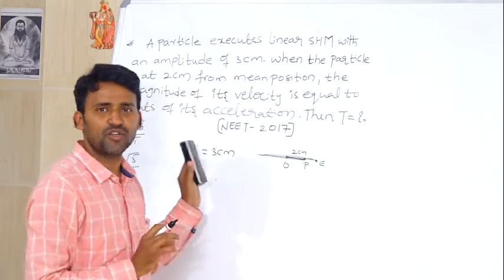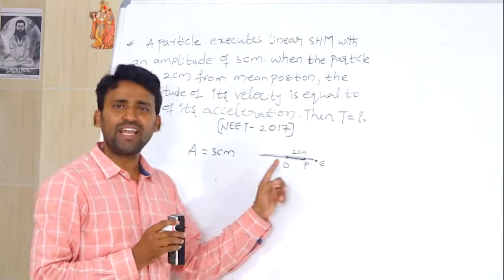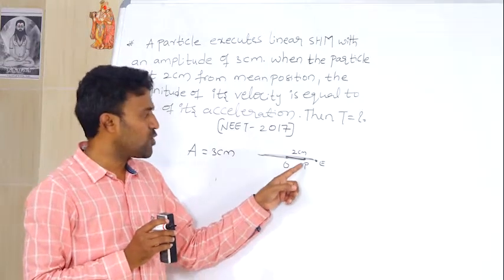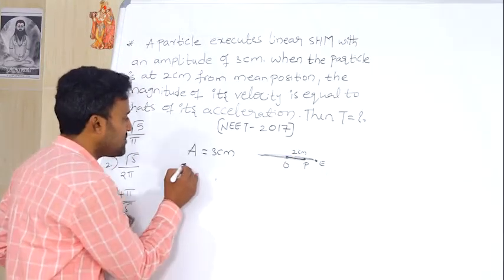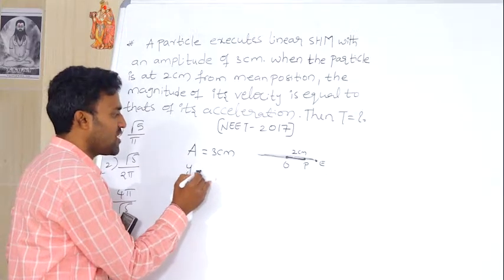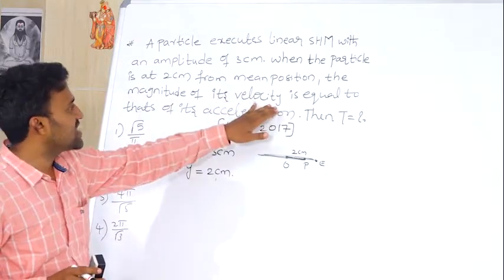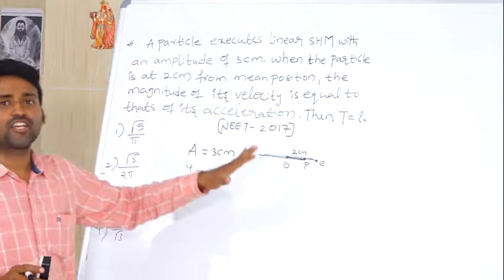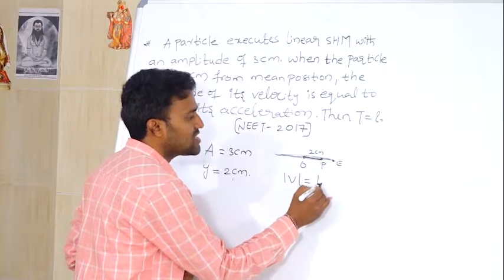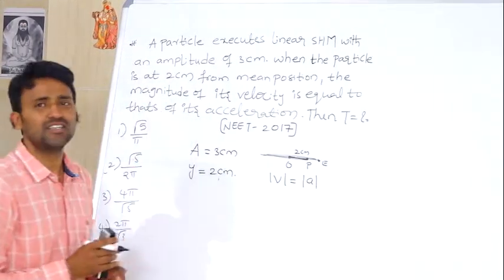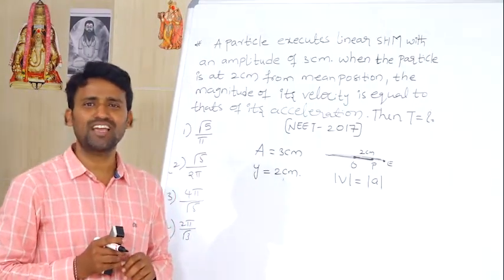When the particle is executing linear oscillations like this, left and right, O is the mean position, E is the extreme position. Now the particle is at point P at a distance of 2 cm from its mean position. So displacement they gave, x is equal to y is equal to whatever you can write, that is 2 cm. Then the magnitude of its velocity is equal to its acceleration. He gave in the problem that the magnitude of velocity is equal to the magnitude of acceleration. At that moment, what is the time period? We have to calculate it.